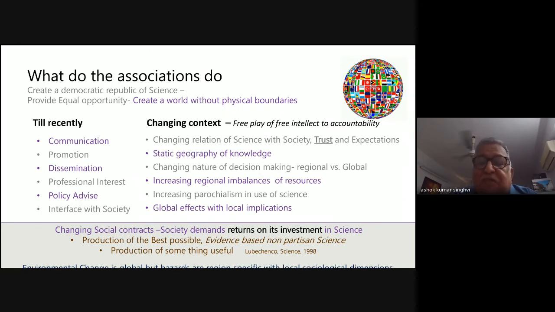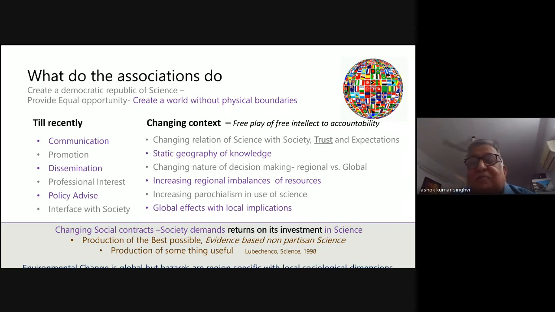The second thing that has happened, which is worrisome, is that the geography of knowledge has been static over the last 100 years, not changed, and I'll come to it in a minute. The decision making has become increasingly regional. The parochial interests are now overriding the global interests. And look at the way the climate change negotiations have gone, you would have realized that a small parochial interest can mar a global good. And that we need to be worried about. There's increasing regional imbalance of resources, and there are wars going on for resources all over the world, directly or indirectly. I can give a lecture on that.